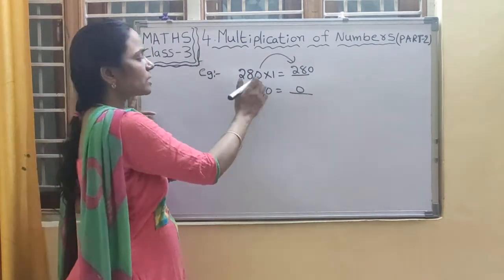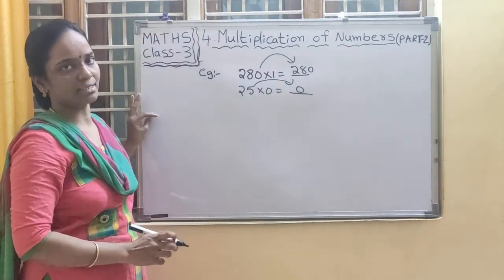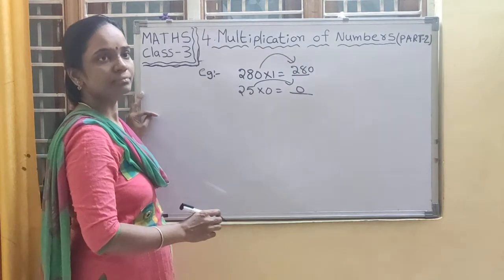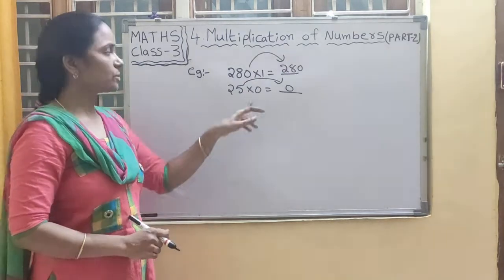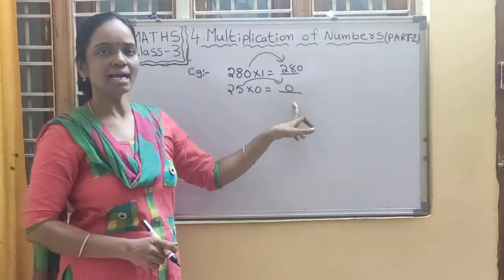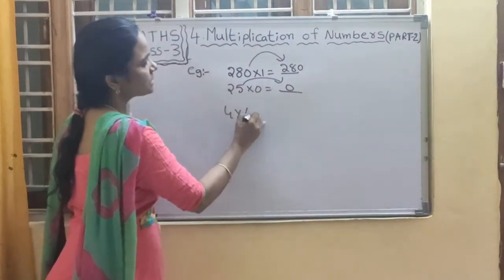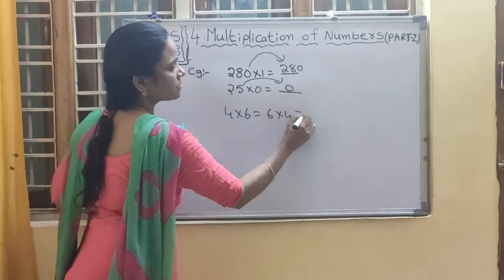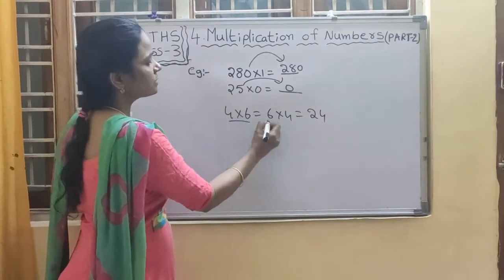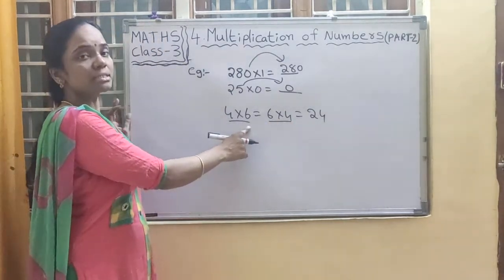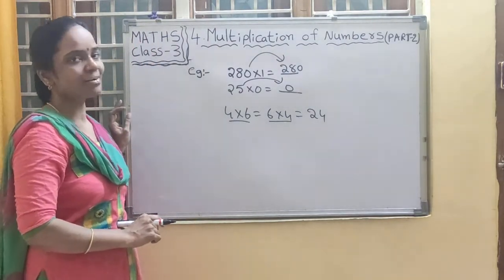Next, if 0 is multiplied by any number, the answer is 0. This is the second property of multiplication. 25 into 0 is 0. 0 multiplied by any number gives 0 as the answer. Now, 4 into 6 and 6 into 4 are both 24. This is the third property of multiplication. Though the order of the numbers is changed, the answer is the same.